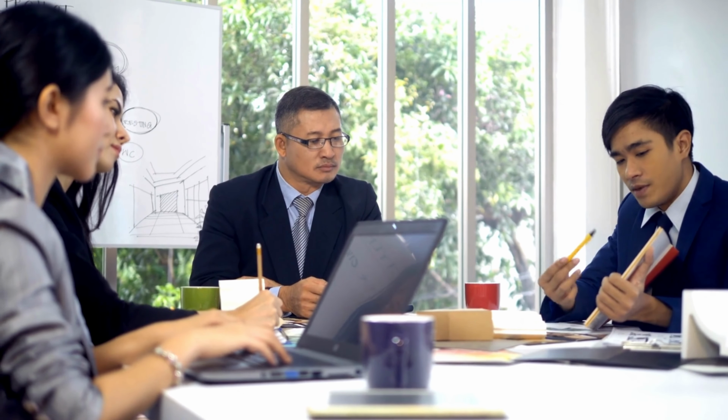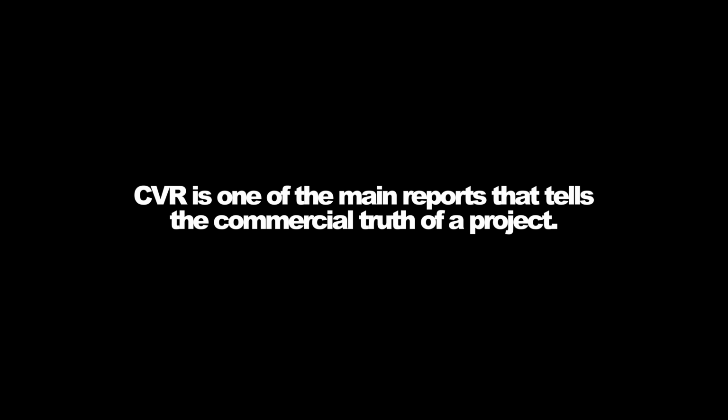And that's the problem, because a CVR can show whether a project is making a profit, losing money, hiding risk, overclaiming value, underreporting costs, or slowly heading towards a commercial disaster. It's not just another spreadsheet, it's one of the main reports that tells the commercial truth of a project. So in this video, I'm going to explain CVRs in plain English, what they are, why they matter, what goes inside them, and the simple way to think about them so they finally actually make sense.